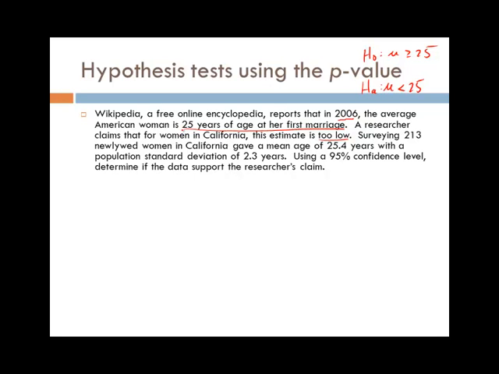Surveying 213 newlywed women in California gave a mean age of 25.4 years with a population standard deviation of 2.3 years. Using a 95% confidence level, meaning alpha is 0.05, determine if the data support the researcher's claim.